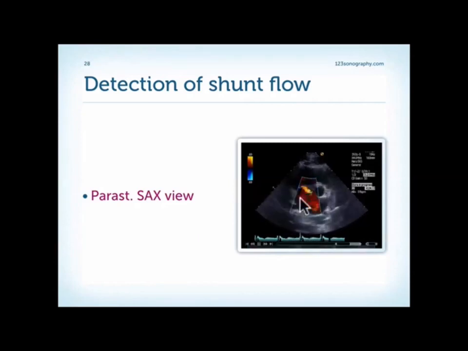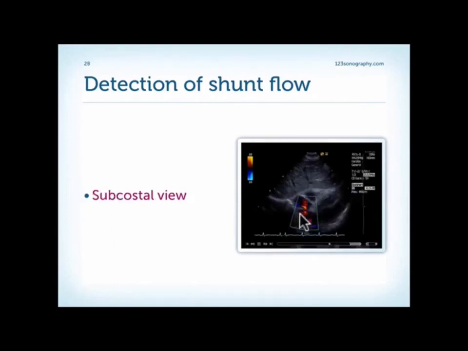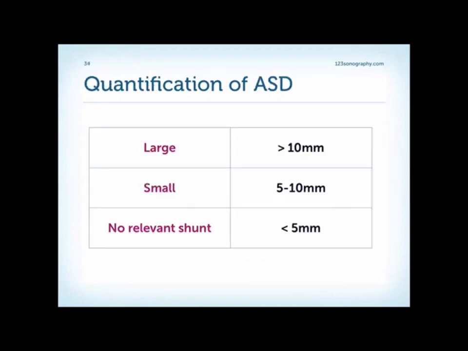This is an example where we can nicely see the shunt in a short axis view. We see the aorta here, the interatrial septum, and high up in the interatrial septum we see this rather small defect. The subcostal view would actually be ideal for visualization.